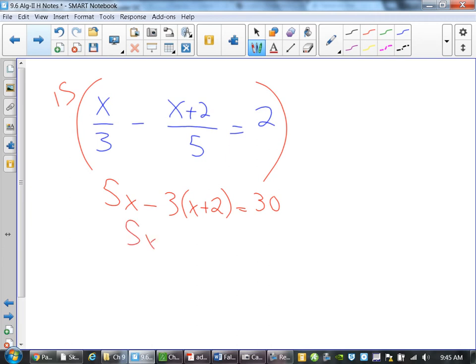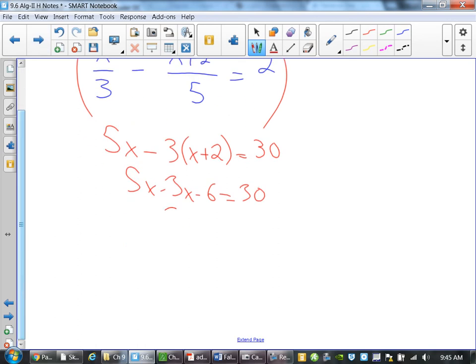So you have 5x minus 3x minus 6 is 30. What could you do to make sure that your answers are always right? Put it back in. Check it and substitute back in, okay? It only takes a second.